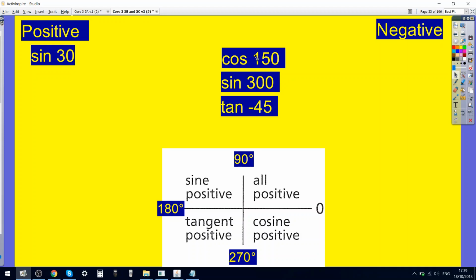Can you do it without the calculator? No. Cos 150. Not in my head, no. Or looking at the graph, the diagram. What diagram? This one. Yeah.